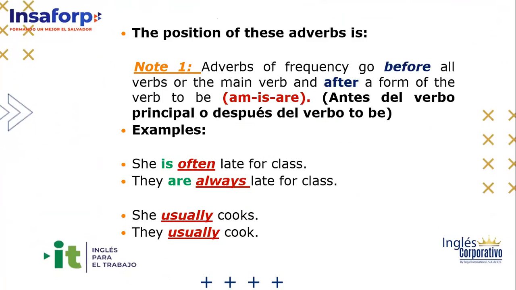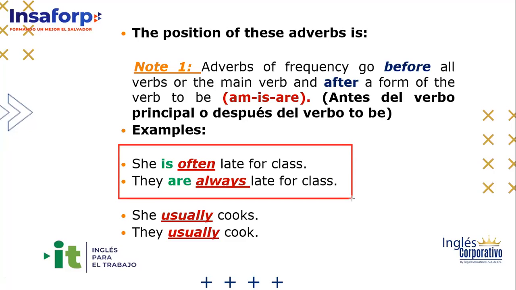Aquí tenemos algunos ejemplos de cómo y dónde va ubicado nuestro adverbio de frecuencia para decir con qué frecuencia realizamos algo. Vuelvo a repetirlo, ¿va? And it says the adverbs of frequency go before all the verbs or the main verb. Dice acá que el adverbio de frecuencia casi siempre va antes del verbo principal, ok, y cuando tenemos el verbo to be, va a ir después del verbo to be, ok. Como por ejemplo, in here we have this example, aquí tenemos con el verbo to be, tenemos algunos ejemplos.